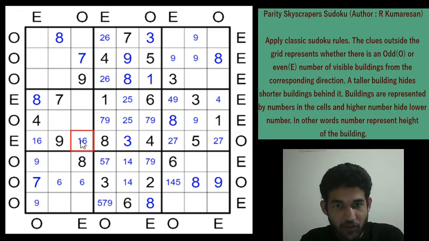So in box 4, 1, 6, 9, 4, 7, 8 have been placed. Remaining digits are 2, 3, 5. This is a 3. So you will have a 2 or a 5 here. 2, 3, 5 and 2, 3, 5 here.